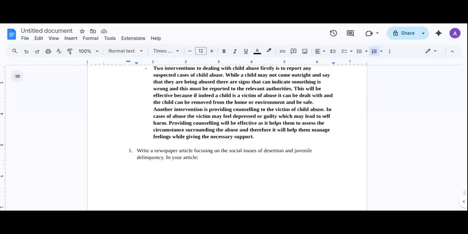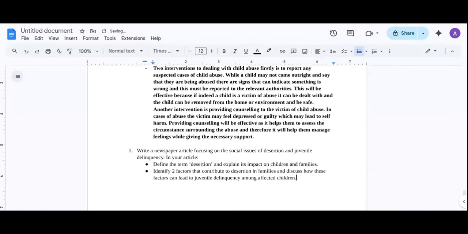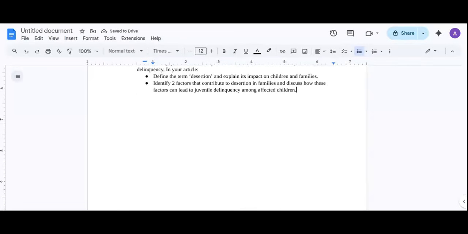In your article, the first thing they want you to do is to define the term desertion and explain its impact on children and families. Then they want you to identify two factors that contribute to desertion and discuss how these factors can lead to juvenile delinquency among affected children.